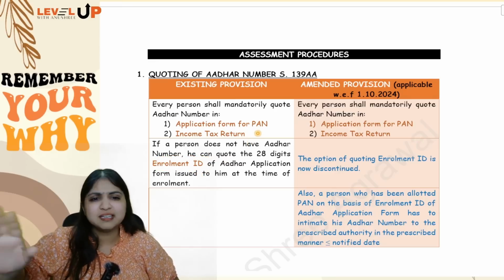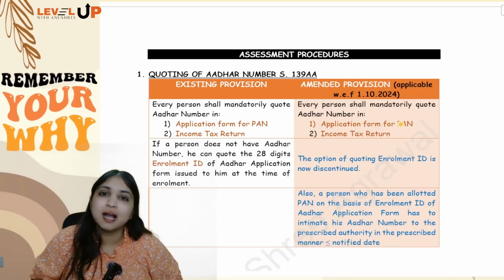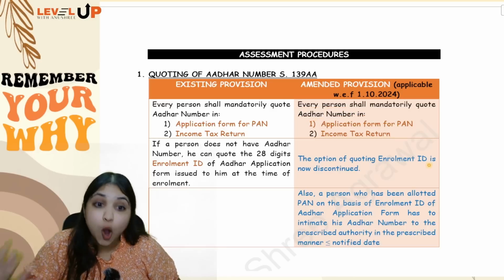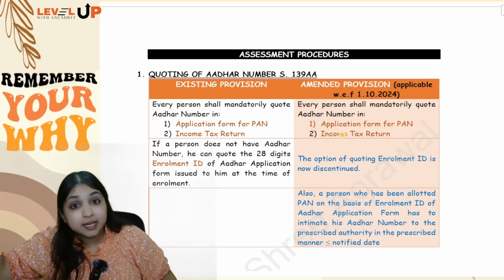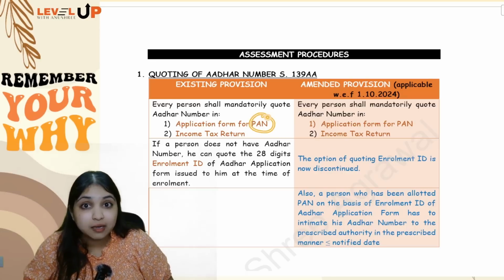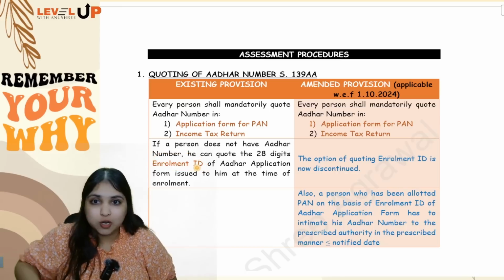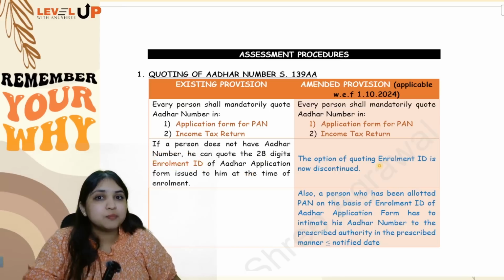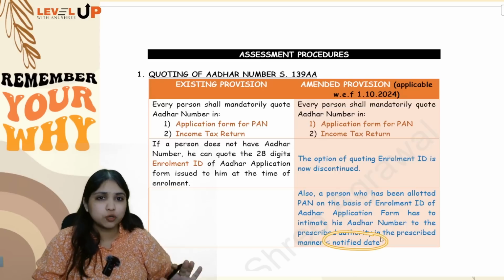But now the government is saying enough is enough, no more enrollment ID concept. You have to get Aadhaar number and put that Aadhaar number in your PAN application and in your ITR. You don't have the option of giving enrollment ID anymore. Also, earlier, if you got a PAN on the basis of enrollment ID, now after all these days, by now you should have gotten your Aadhaar number. So you have to inform your Aadhaar number to the government by a notified date. The date is not notified till now.